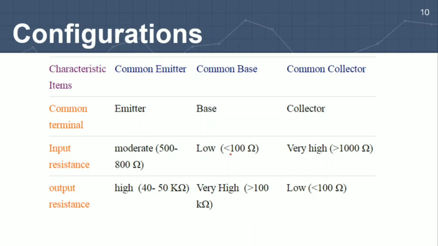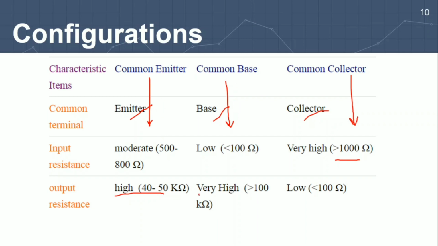The next one is a comparison of some parameters related to the common emitter, common base and common collector configurations. First, the common terminals are emitter, base and collector respectively. What about the input resistance? In common emitter configuration, the input resistance is 500 to 800 ohms. In common base configuration, it has the least input impedance. In common collector, it has the highest input impedance, greater than 1000 ohms. Output resistance is very high in common emitter configuration.